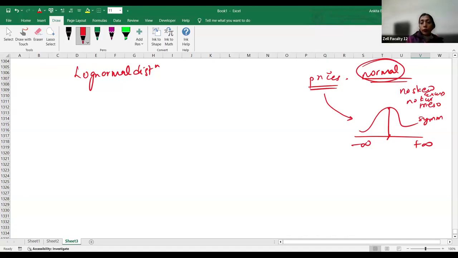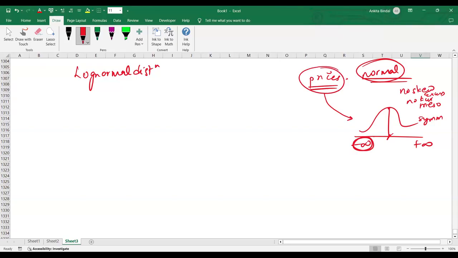No, I cannot. You know why? Because look here, I can plot negative values on a normal distribution. Would the prices ever be negative? No. So therefore, do I model the prices through a normal distribution? The answer is no, I do not.